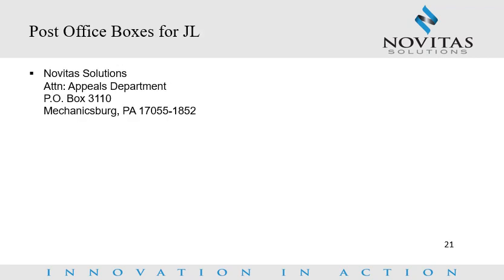Post office boxes for JL. If you are rendering services in jurisdiction L and decide to send your supporting documentation through general mail with the United States Postal Service, or the records exceed the allowable amount of 200 pages that can be faxed, you can use the following address to send to our post office box: Novitas Solutions, Attention Appeals Department, P.O. Box 3110, Mechanicsburg, PA 17055, with the extended 4-digit zip code of 1852.